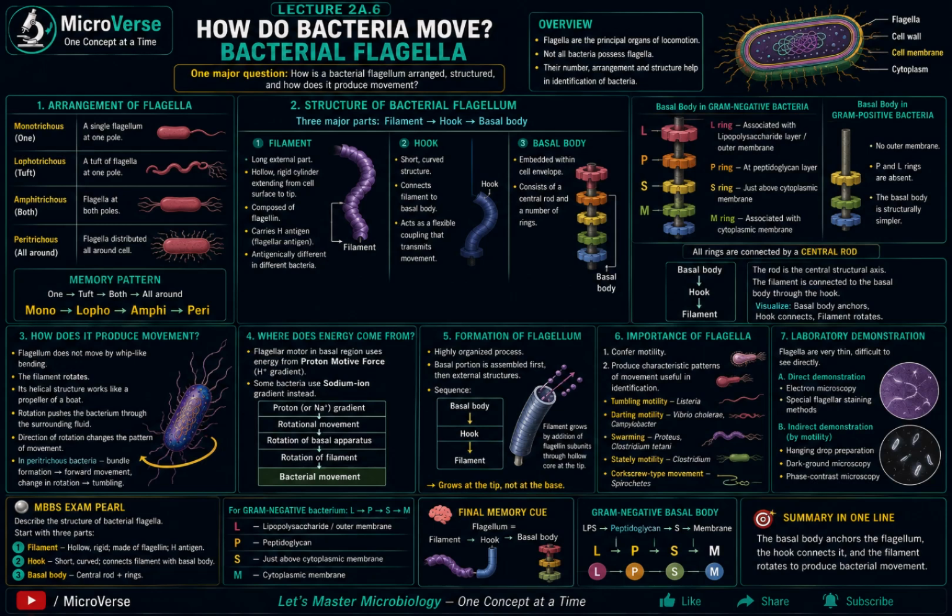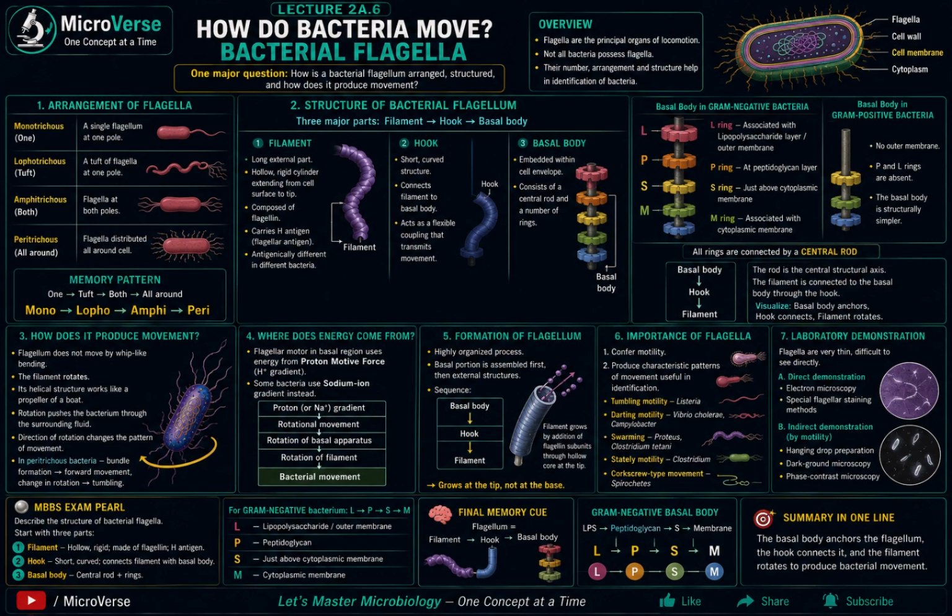Welcome back to MicroVerse. In the previous lecture, we explored the bacterial cell wall, cell membrane, and cytoplasmic structure. Now we move to an important bacterial appendage. Some bacteria can actively move from one place to another. But how? The answer is bacterial flagella. These are the principal organ of locomotion in many bacteria.